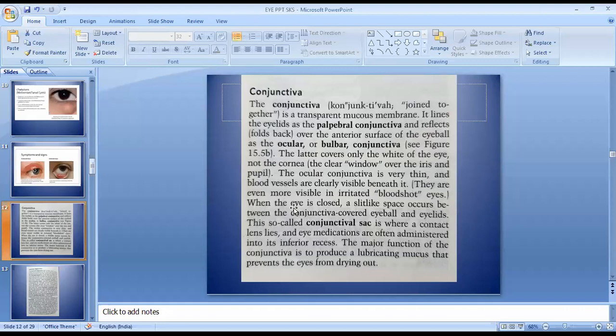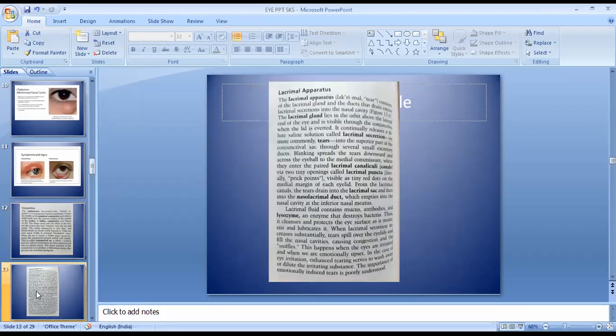Okay? When the eye is closed, a slit-like space occurs between the conjunctiva-covered eyeball and eyelids, and this is called the conjunctival sac. Okay, I think it is up to this. It is clear, right? Yes, sir. Okay. Now let's go to another important part of the external eye, another important gland.